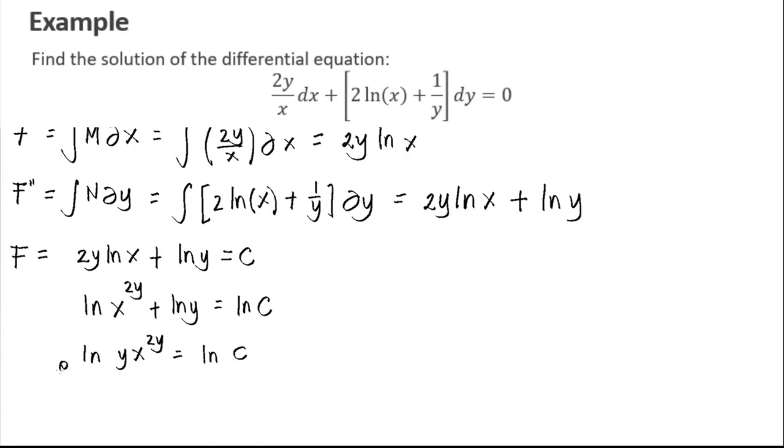Then I will make that as the exponent for e. And our final answer would be y x to the 2y is equal to c. So actually you can stop here. You can stop here. But I like a simplified answer. So that is our final answer.